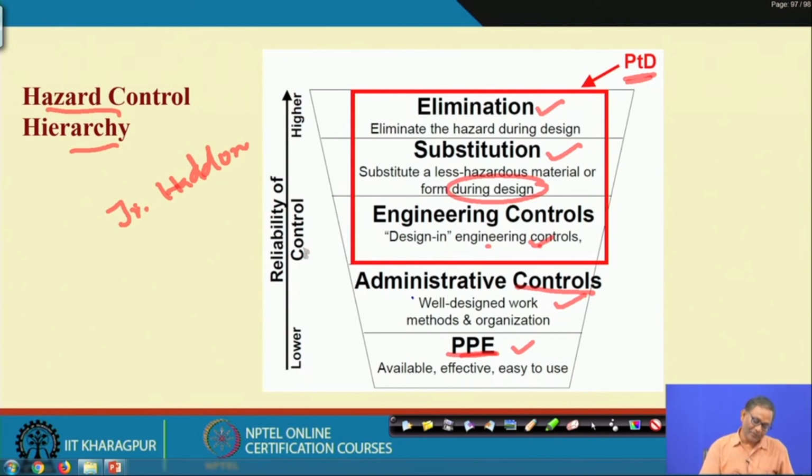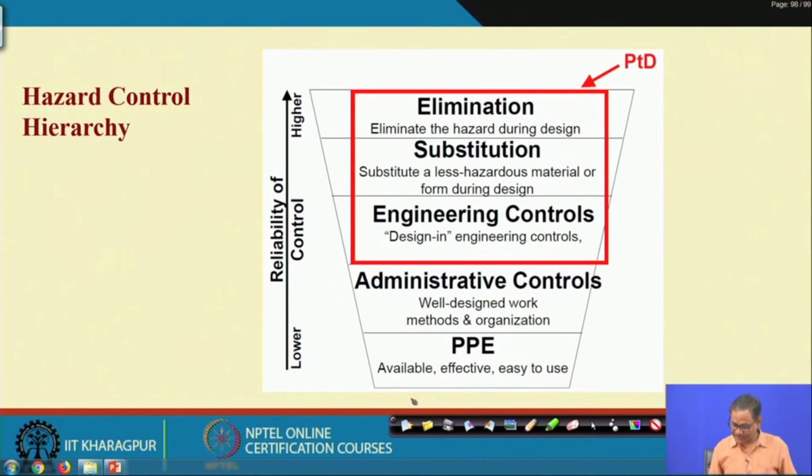So, on reliability of control, if you see, elimination is the best method, PPE is the worst method, from lower reliability to higher reliability. So, your order of execution should be rank 1, rank 2, rank 3, rank 4, rank 5. Your execution order will be like this, first this. That is the reliability pattern. Okay. I hope that this makes sense.